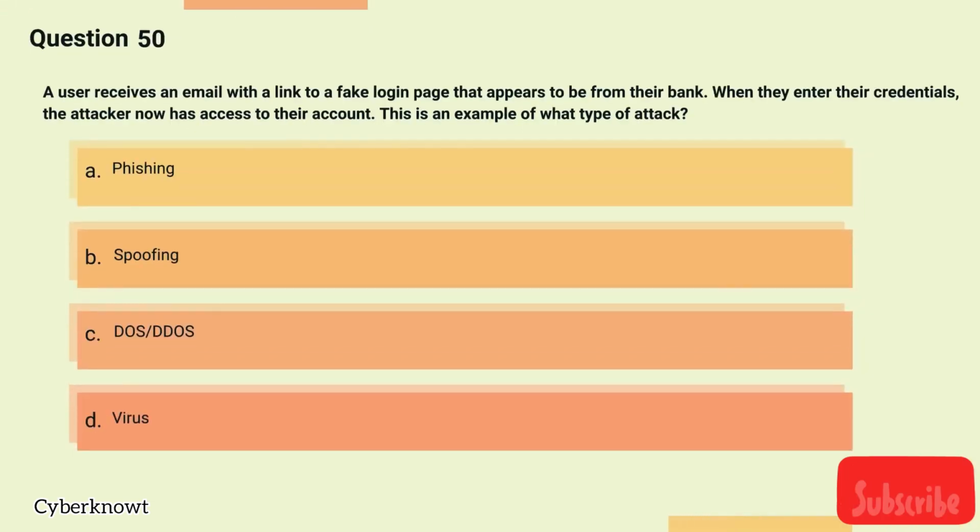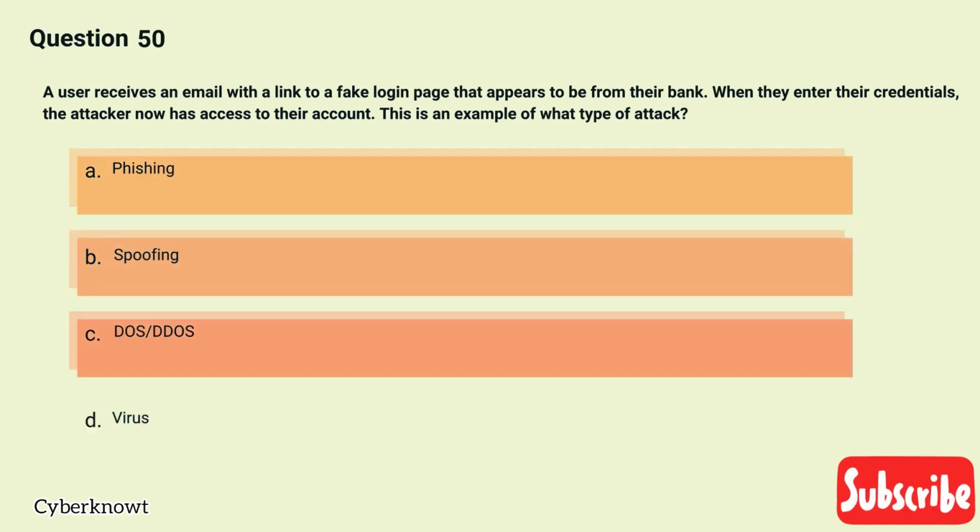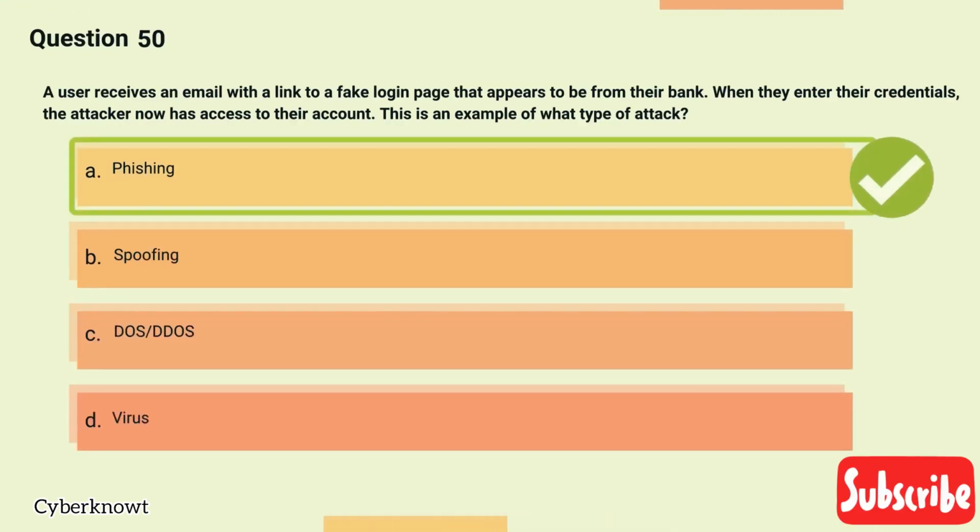Question 50. A user receives an email with a link to a fake login page that appears to be from their bank. When they enter their credentials, the attacker now has access to their account. This is an example of what type of attack? Option A. Phishing. Option B. Spoofing. Option C. DOS/DDoS. Option D. Virus. The correct answer is option A.